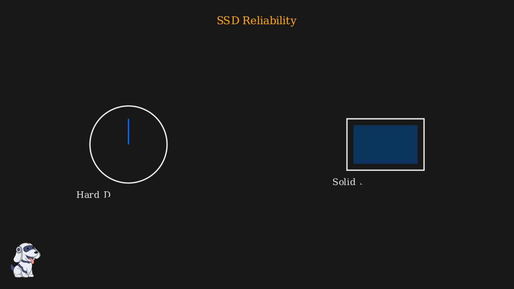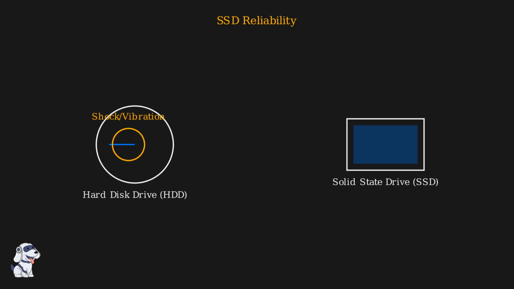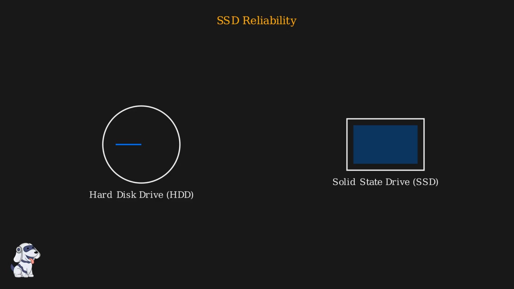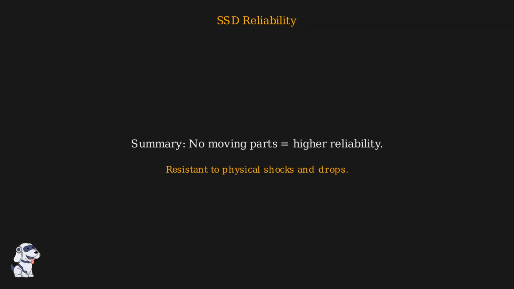Compared to traditional hard disk drives, which rely on delicate, spinning magnetic platters and mechanical read-write heads, SSDs are built entirely from solid-state electronics. This lack of moving parts makes SSDs inherently more robust. Because there are no mechanical arms to be jarred, they are far more resistant to physical shock and accidental vibrations. In summary, by eliminating mechanical components, SSDs provide superior durability, ensuring your data remains secure even in mobile or high-impact environments.